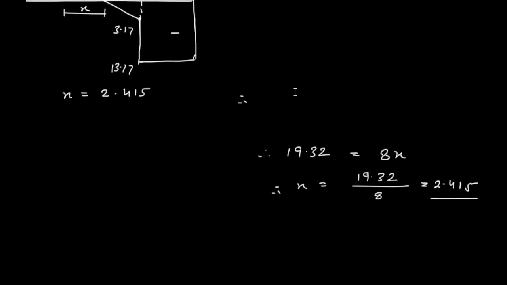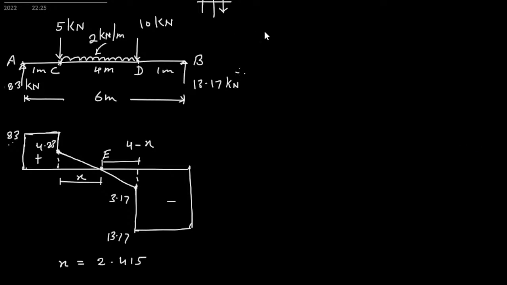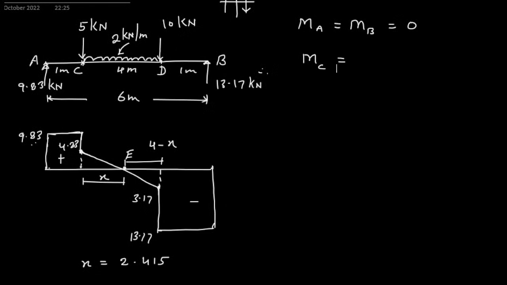Okay, fine. Now we will do bending moment calculation. So bending moment at point A as well as moment at point B are going to be 0. They are simply supported, there is no moment. Now moment at point C is equal to the support reaction we have, 9.83.